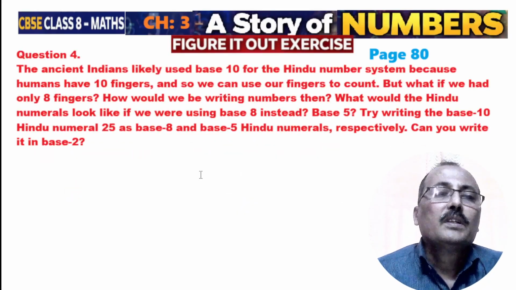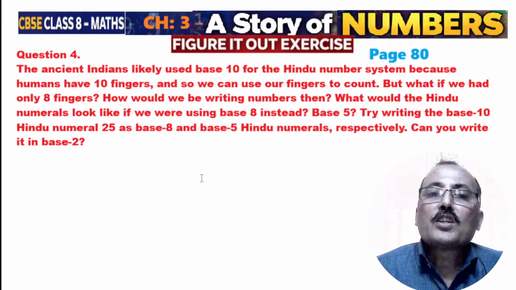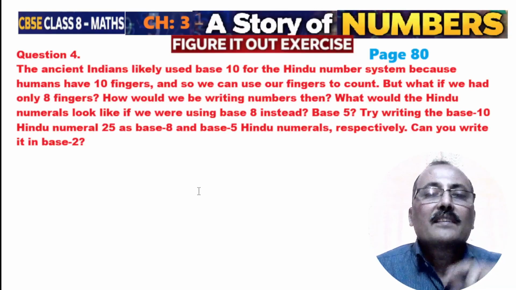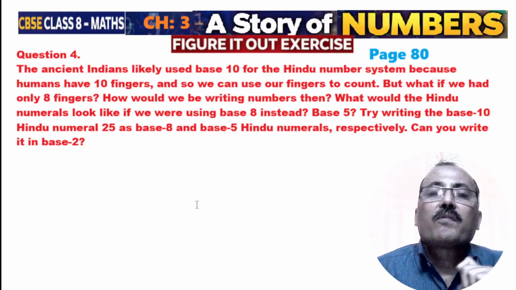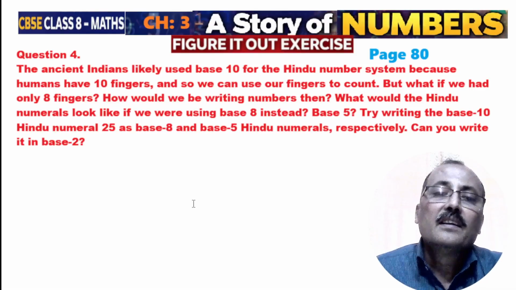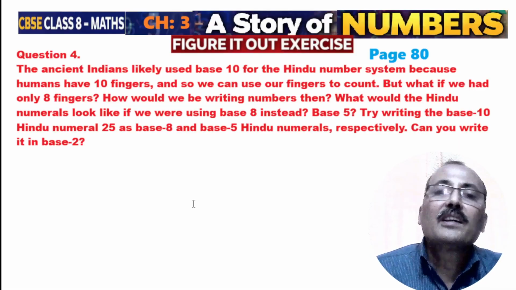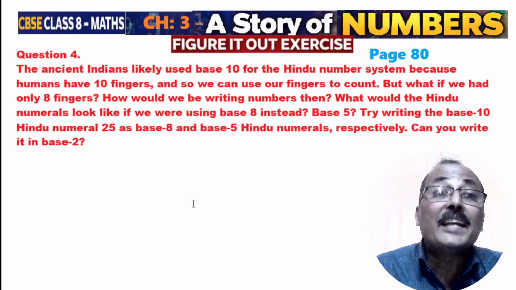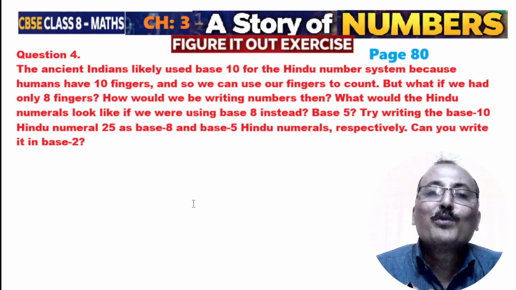Question number 4 in the figure it out exercise, page number 80. The ancient Indians likely used base 10 for the Hindu number system because humans have 10 fingers, and so we can use our fingers to count. But what if we had only 8 fingers? How would we be writing numbers then?